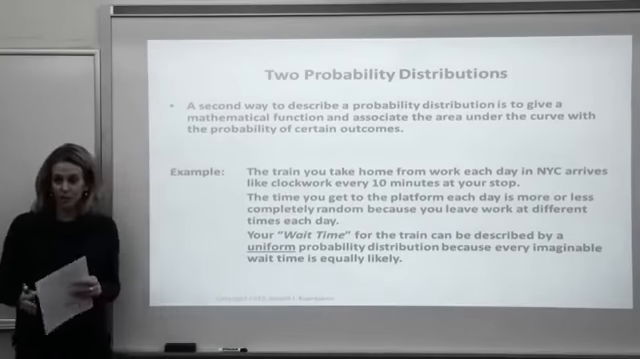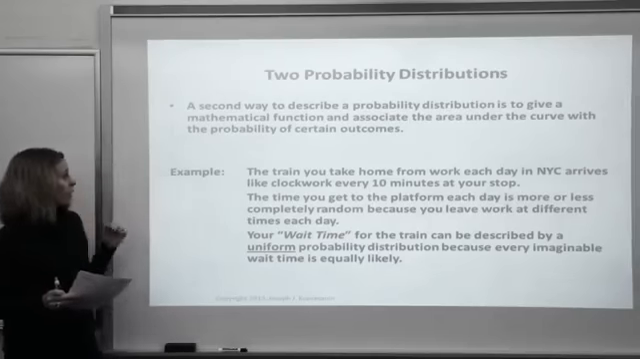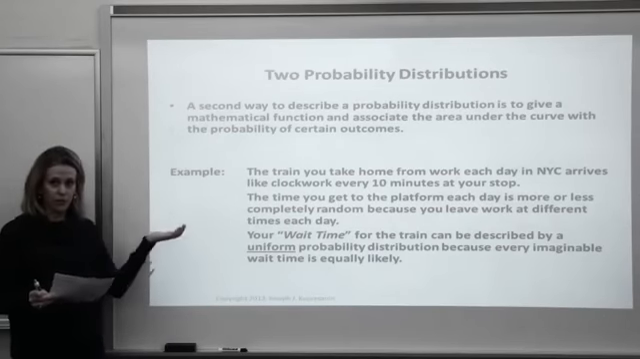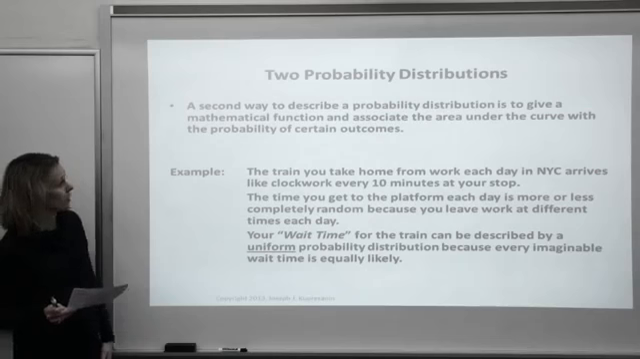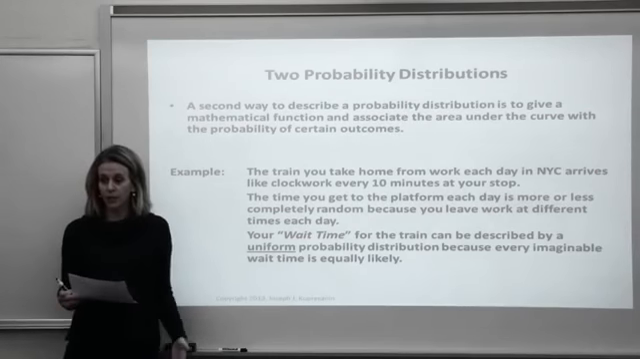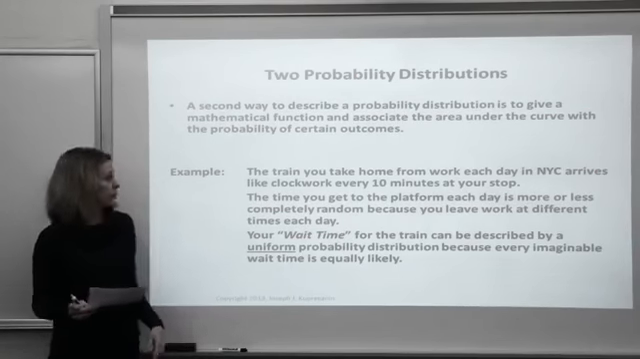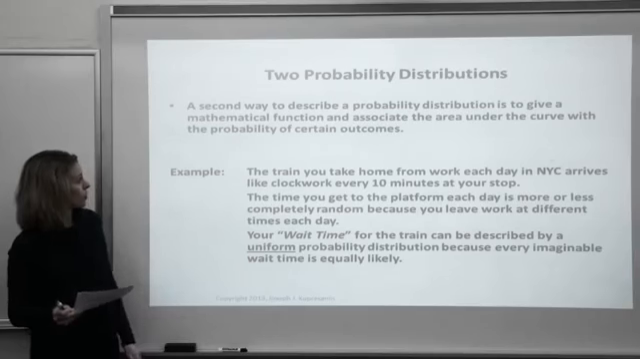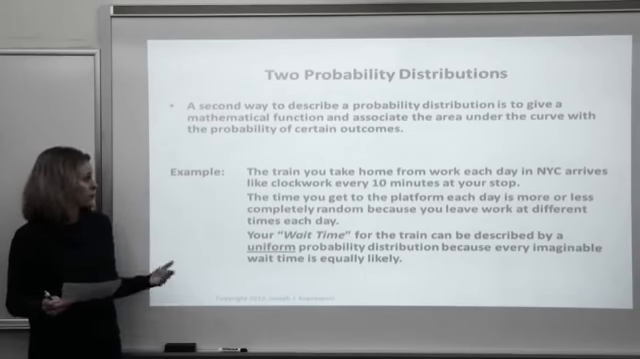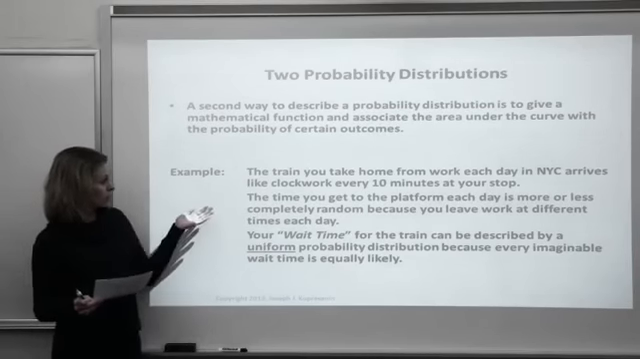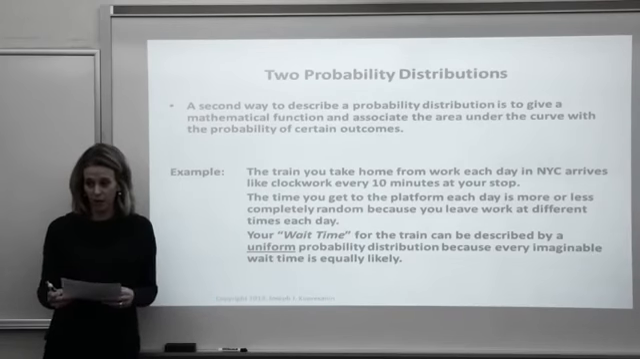All right, so in the second one, we're going to approach this one a little differently. The first one we had a table. With this one, we're going to give a mathematical function and associate the area under a curve with the probability of certain outcomes. So let's say that you take a train home from work every day.